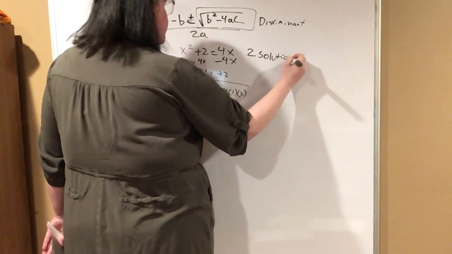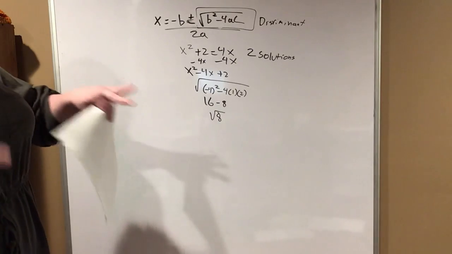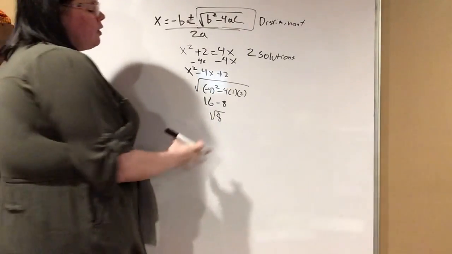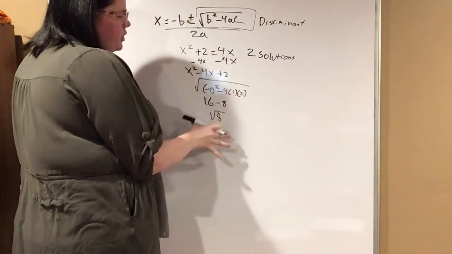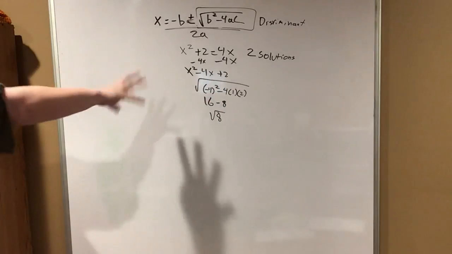This is all they wanted you to do. They don't want you to find the solutions. They want you to find out how many solutions this is going to have by using the discriminant. So we use the discriminant to find out that this equation here will have two solutions because it's positive underneath the radical.